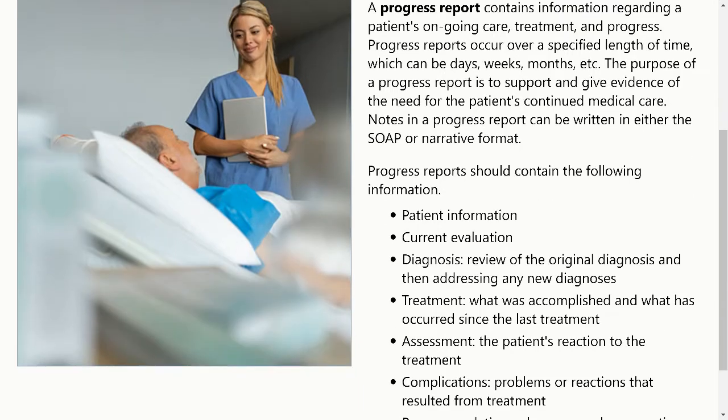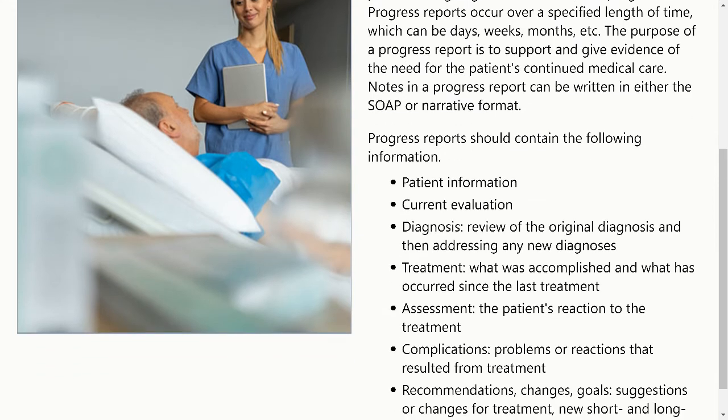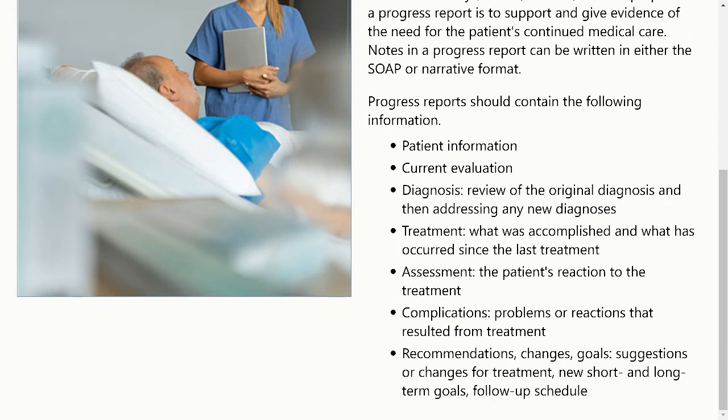Progress report should contain the patient info, current evaluation, their diagnosis, so that's a review of the original diagnosis and then addressing any new diagnoses. Treatment, what was accomplished and what has occurred. Assessment, patient's reaction to the treatment, so how they responded to whatever was given or done. Any complications, so that's problems, if they reacted to something, reacted to medicine, what happened, and then recommendations, changes, and goals. So suggestions or changes for treatment, new short and long-term goals, follow-up schedule.